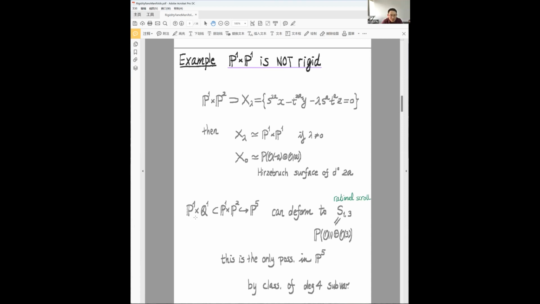And one particular example is if you take P1 times Q1, where Q1 means a conic in P2, embedded in P2 and then embedded in P5. This has several deformations, and the only deformation in this P5 is that it can be deformed to this P1 times P1 with O(1) plus O(3). So this is the only possibility in P5. Later on, this will appear in a rational homogeneous space, the VMRT, and then they need to use this to exclude some cases.